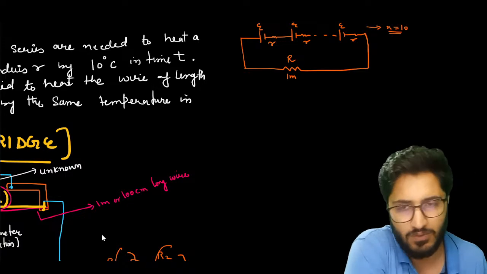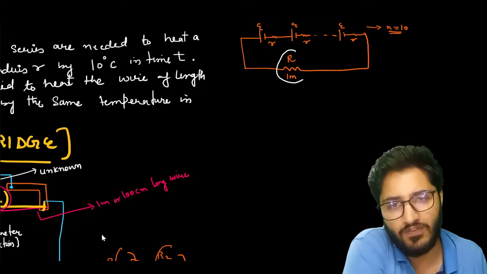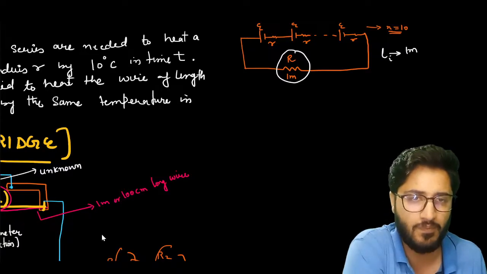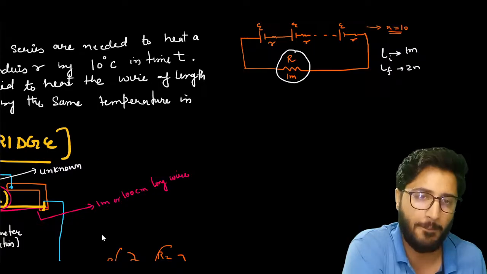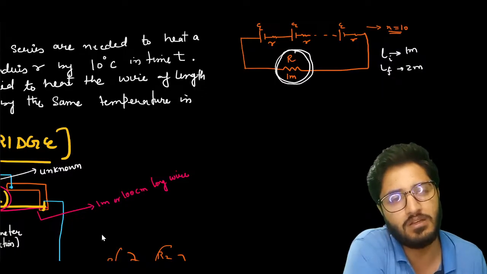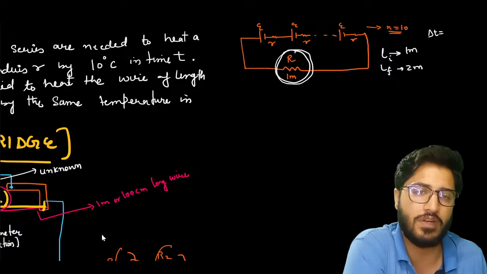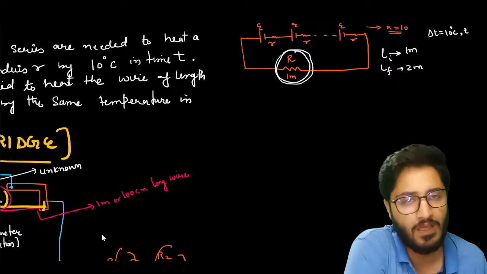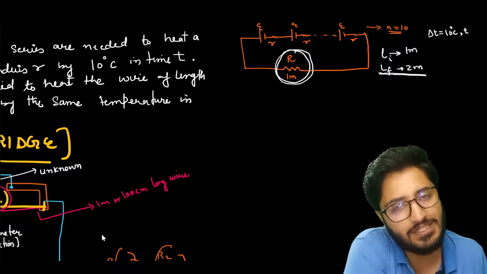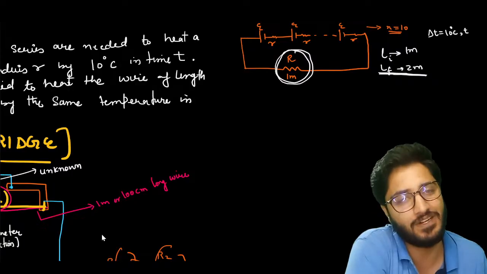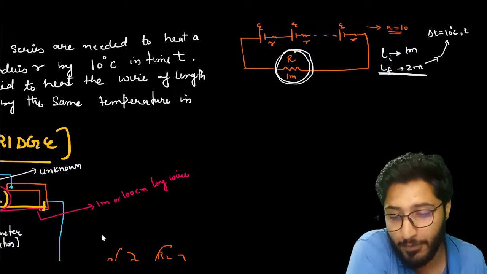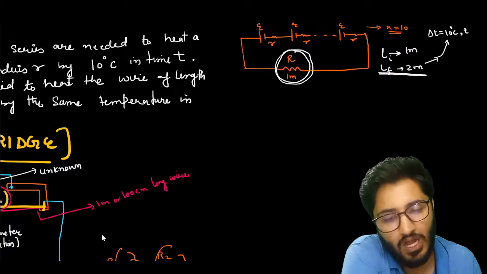Now, if we change the length of this part to 2m, initial length was 1m, final length is 2m. Now, we are heating this particular wire and delta T is given as 10 degrees centigrade in time T. The material is same, radius is same, area is same, length is different. Now, if we want to heat this one to the same temperature, what should be the number of cells? So how can we get it? Look now.